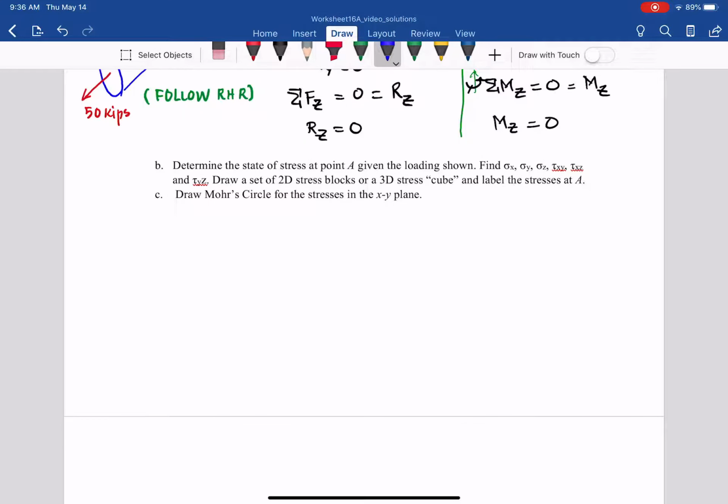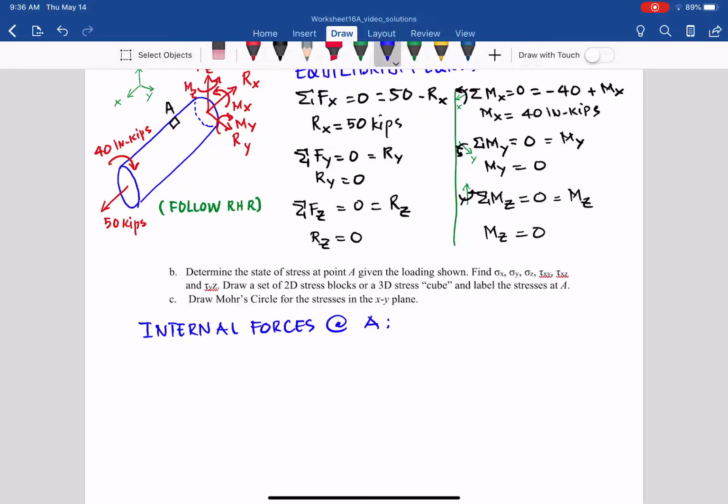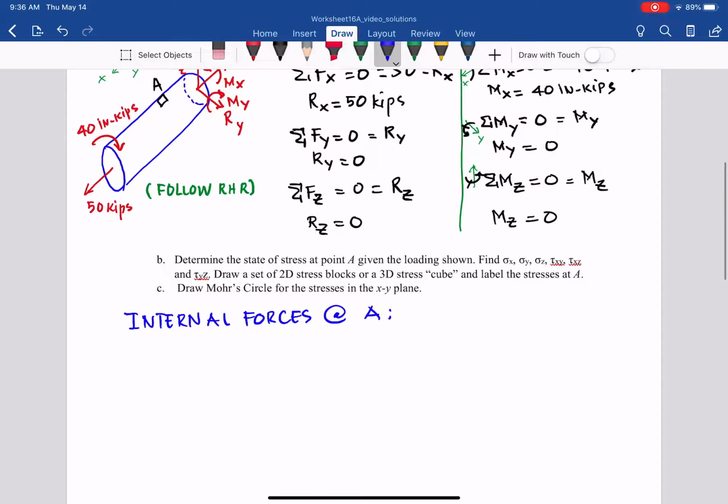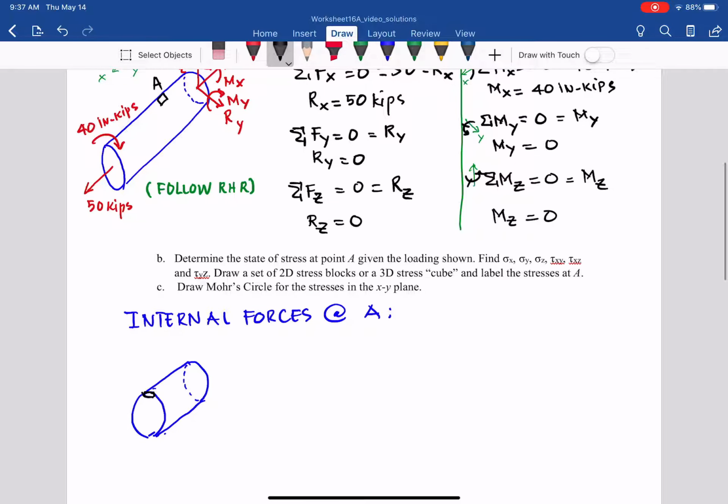The next step will be internal forces at A. So at point A, we can cut that member here through A, right? To find the internal force, we have to cut the member of interest at the point. So let's cut and consider the top right. This is point A.